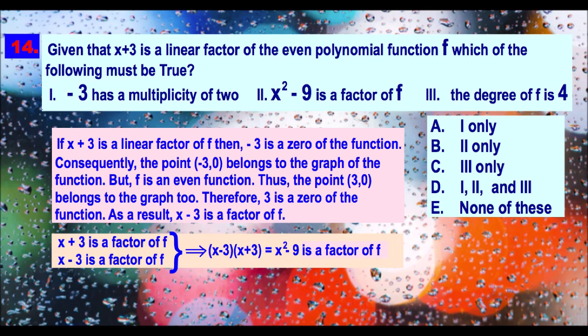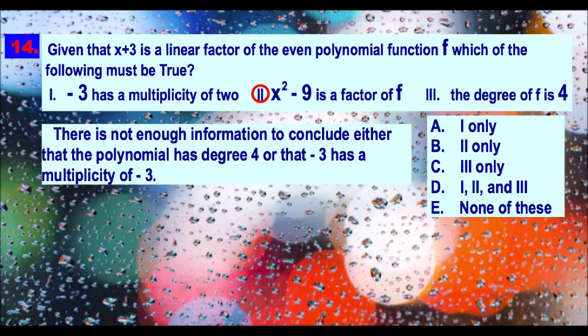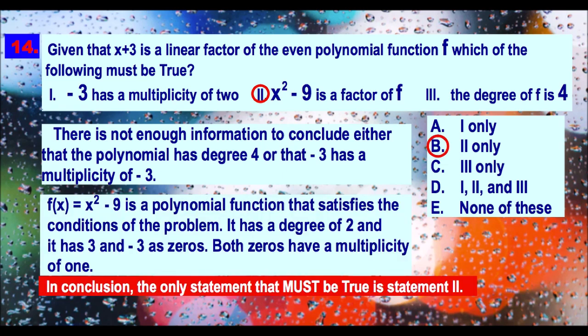X plus 3 is a factor of f, and x minus 3 is a factor of f. Thus, x minus 3 times x plus 3, which equals x squared minus 9, is a factor of f. In conclusion, statement 2 is a true statement. There is not enough information to conclude either that the polynomial has degree 4 or that -3 has a multiplicity of 3.